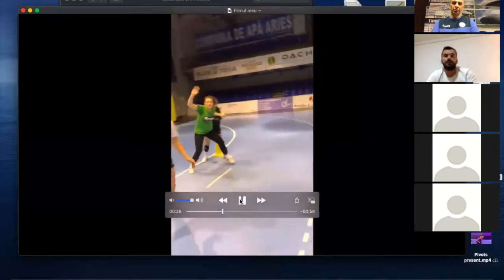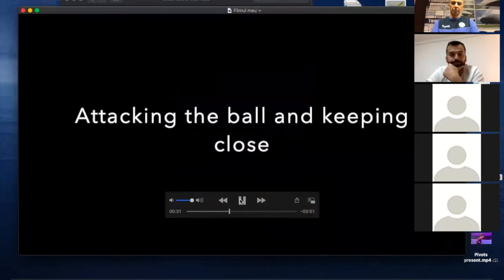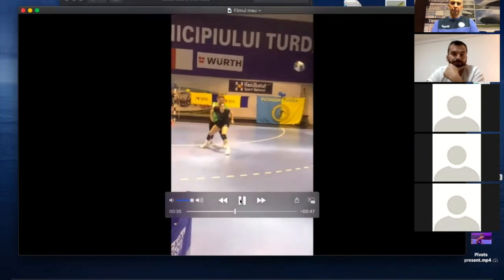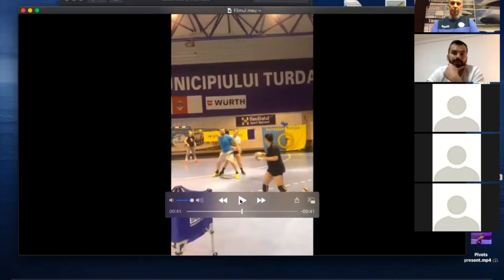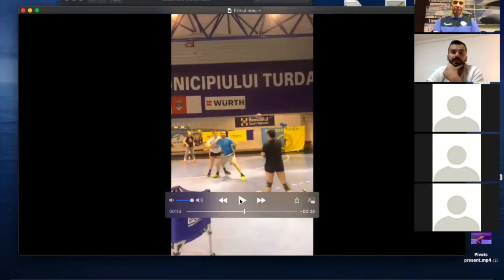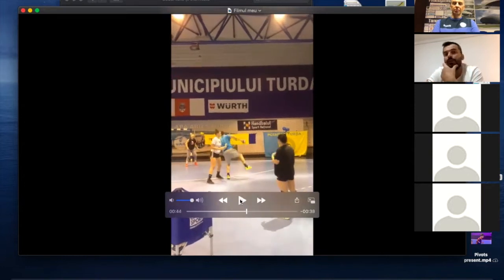Some exercises for diagonal passing to keep it. Attack the ball and keep the position and turn to score. Now I try to explain to them how important it is to stay low all the time, to move and to attack the ball with both hands. And immediately when you feel your opponent push you from one part, turn around to the other part very fast.